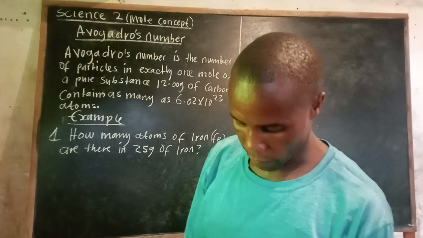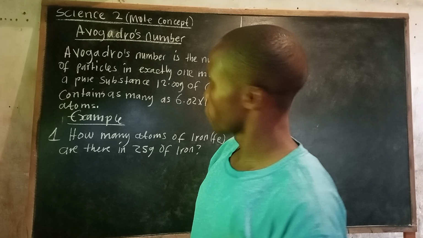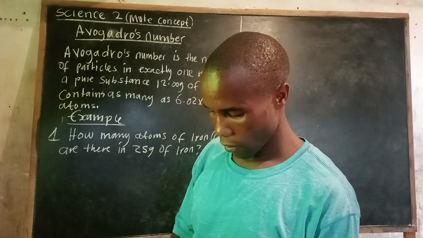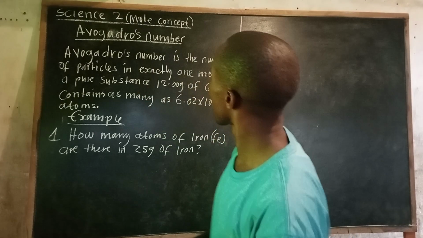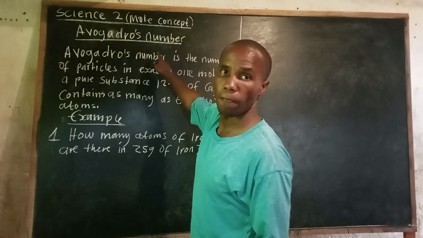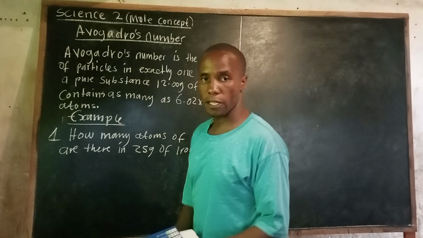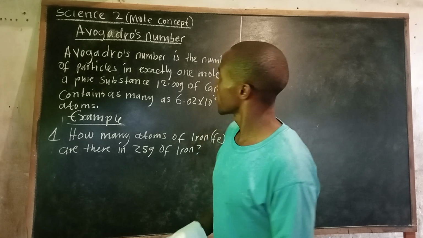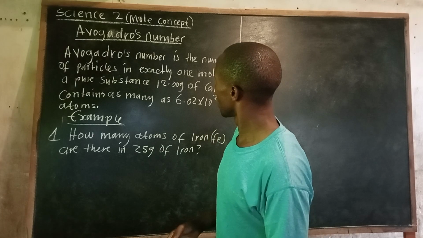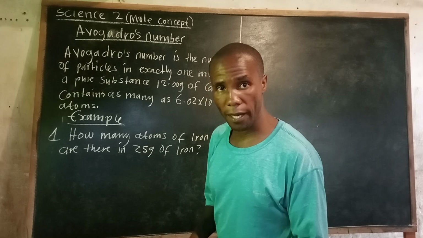Welcome to today's lesson. Today we are looking at what is written on the chalkboard, Avogadro's number. Okay, under mole concept. So what is Avogadro's number? You must understand what an Avogadro's number is.